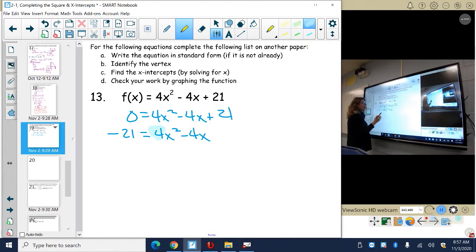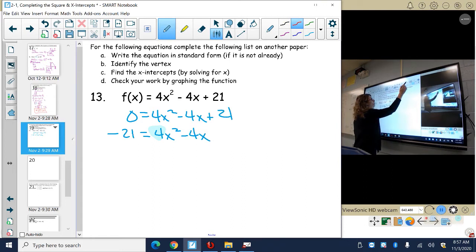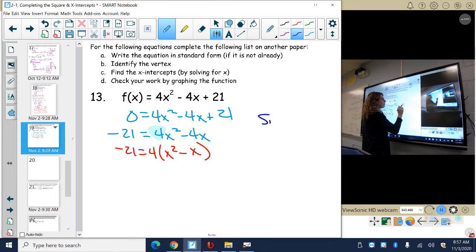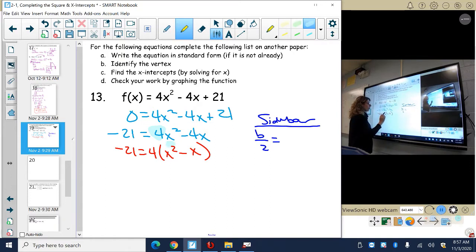And then my constant term, which is my leading coefficient, which is 4, has to be a 1. So I'm going to do that by pulling out a 4. And if I pull a 4 out of a 4, I'm left with a 1 on both of those terms. So now I'm going to come over here and do sidebar. So my sidebar is going to be my b value divided by 2. Your b value is going to be right here. That is your b value.